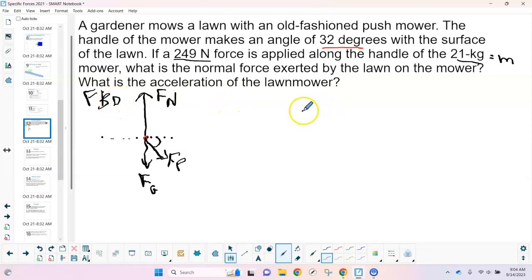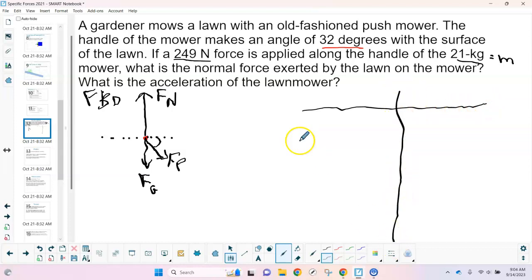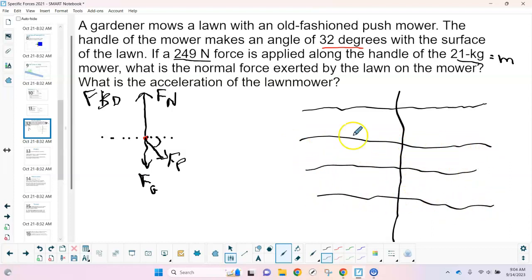Then I'm going to set up my table. And the table really does most of the work for you. So if I set up this table properly and I fill in the numbers, it will lead me to what I need to do mathematically to solve. Okay. So I'm going to set up a chart.